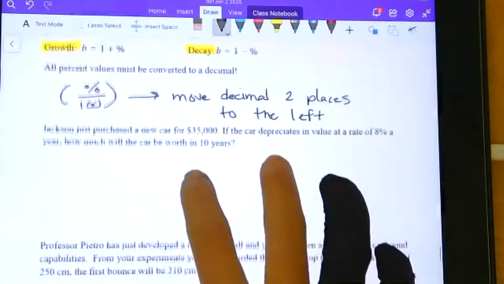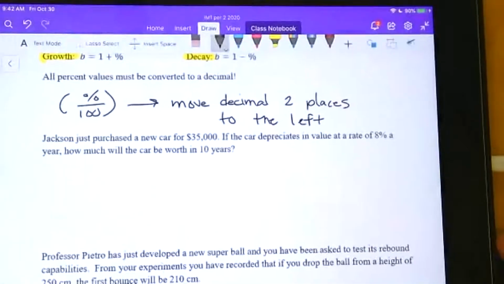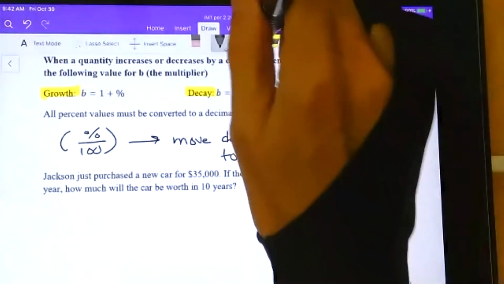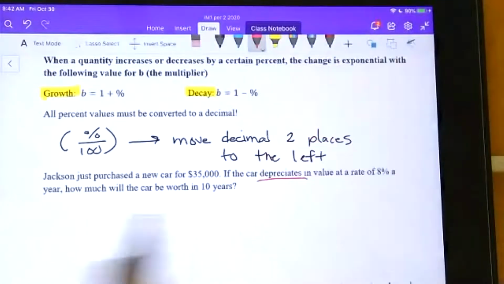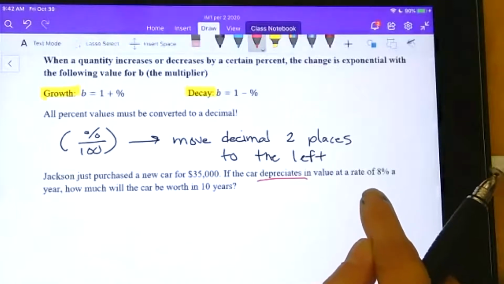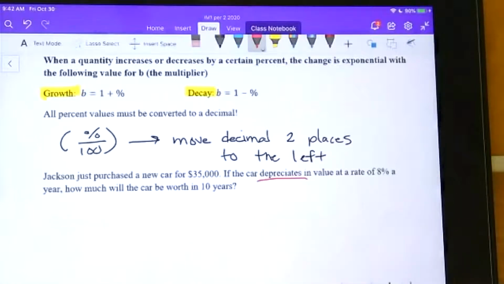Okay? So Jackson just purchased a new car for $35,000. If the car depreciates, fancy word, that means loses value. So the value of the car is decreasing at a rate of 8% each year. So we're decreasing by a percentage. So this is going to be exponential decay. Decay is the opposite of growing. So it's going to be decreasing exponentially at a rate of 8% per year.